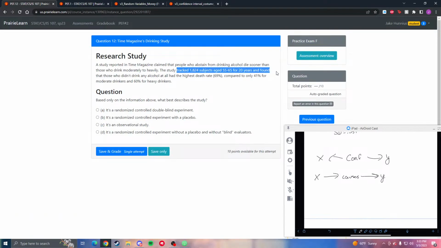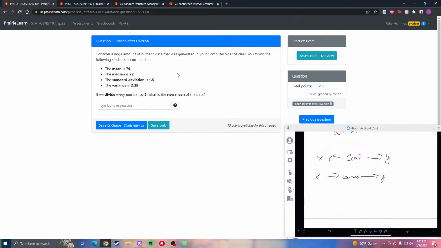This is just a tracking, no experiment. It's just an observational study. If you divide the numbers by 3, the mean also gets divided by 3.